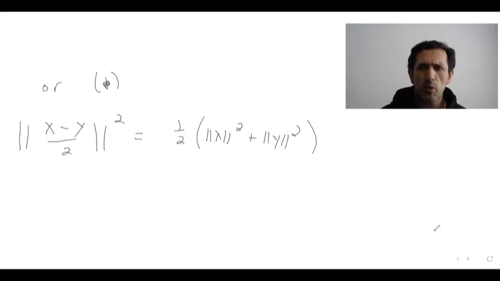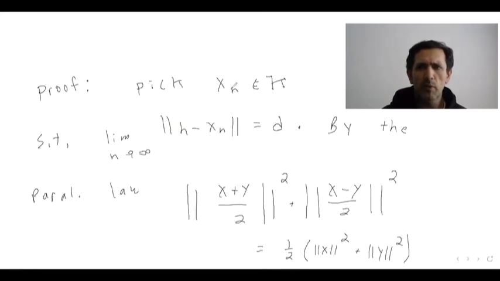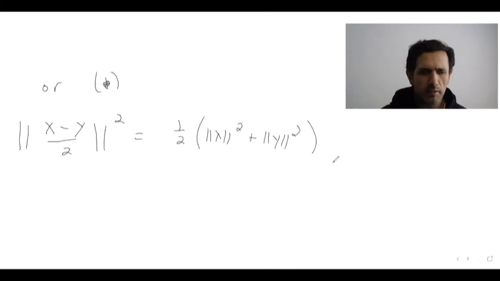What I want to do is prove that x_n is Cauchy, and because we're in a Hilbert space, that'll mean the limit exists. The way we're going to do it is using this consequence of the parallelogram law in conjunction with convexity.